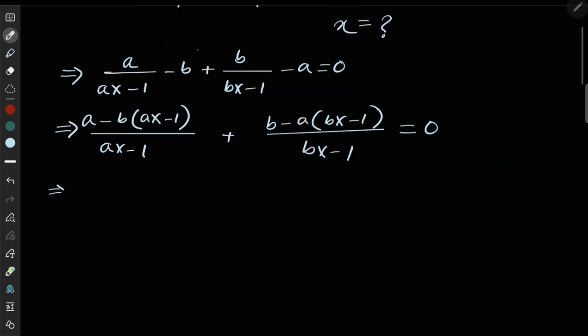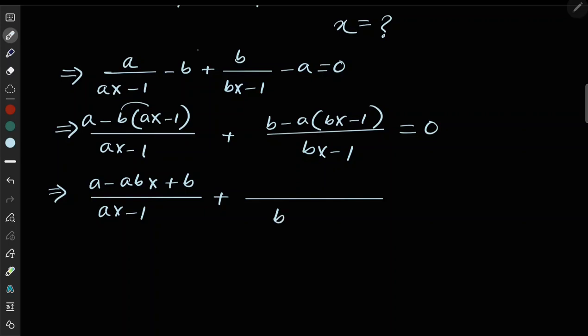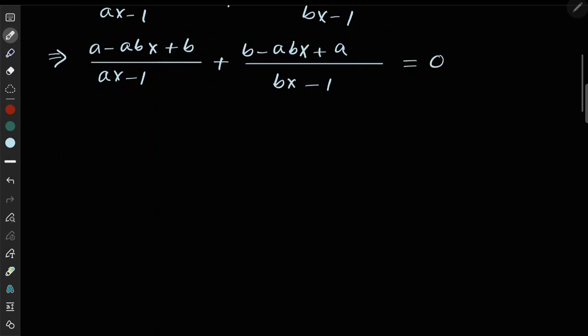Next, in ax minus 1 with a minus b, we can multiply this: abx plus b minus b into minus 1 equals b. The next line is bx minus 1 with b minus a: bx plus a equals 0.